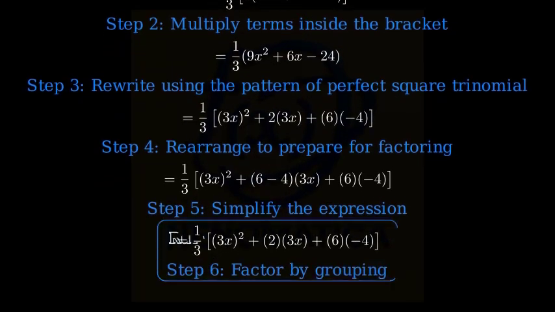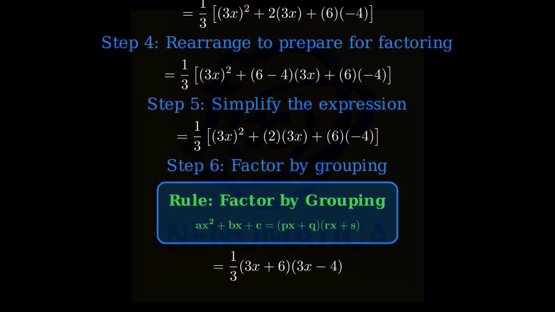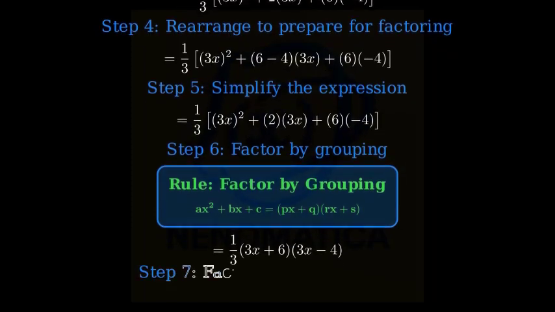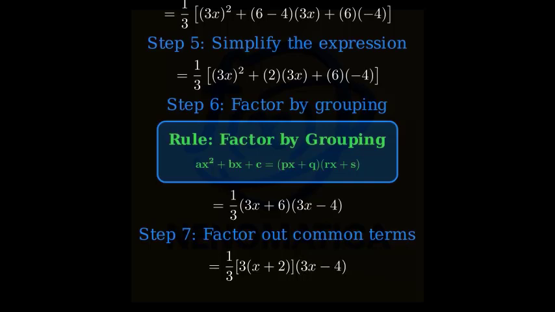Step 6. Now we can factor this expression by grouping. We have 1/3 times the quantity 3x plus 6 times the quantity 3x minus 4. Step 7. We can simplify this further by factoring out common terms from each parenthesis. From the first parenthesis, we can factor out 3, giving us 3 times x plus 2. The second parenthesis remains the same.